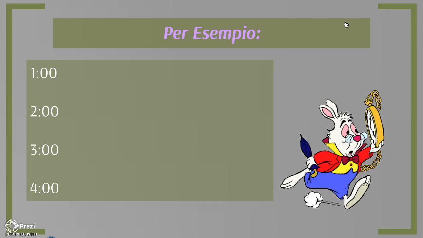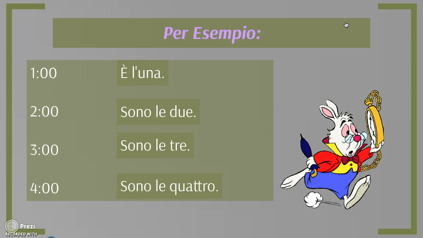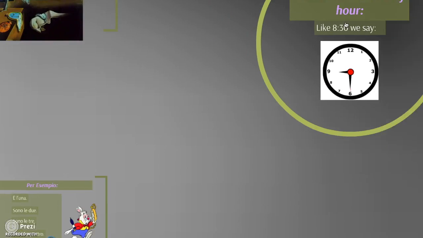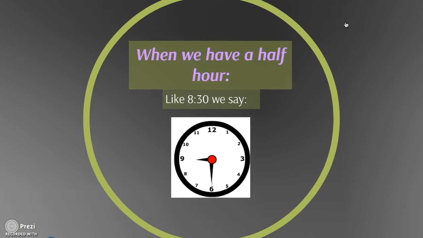Okay, now that you've written down your answers, let's go through them. 1 o'clock is è l'una. 2 o'clock is sono le due. 3 o'clock is sono le tre. And 4 o'clock is sono le quattro. Excellent work. So now when we have a half an hour, like 8:30, we have to add the end 30.